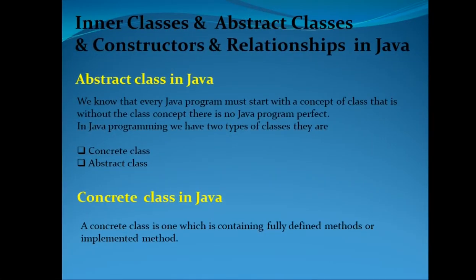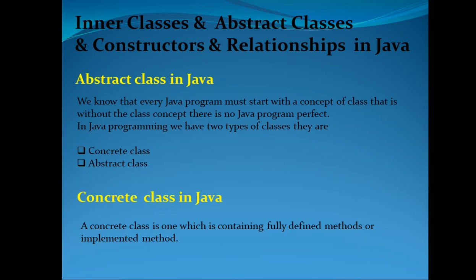Next we are going to discuss abstract classes in Java. We know that every Java program must start with the concept of a class; without the class concept there is no Java program. In Java programming, we have two types of classes: concrete classes and abstract classes.